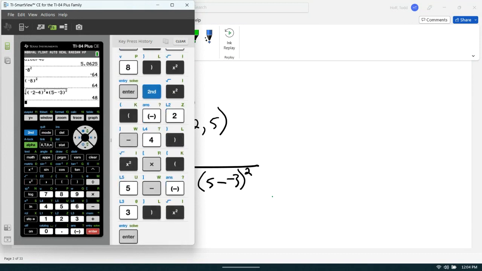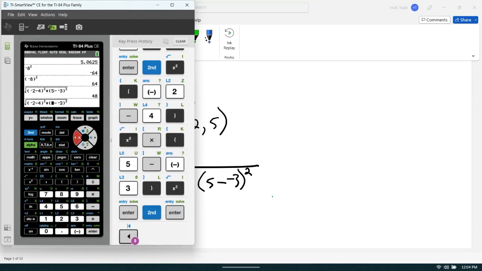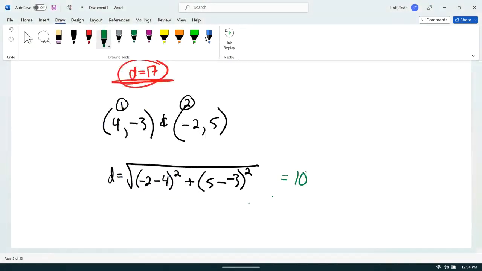I hit equals, and I get 48, and I see that I entered that incorrectly. I got the wrong symbol here. That should be plus there. There we go. 10 is what I was looking for as my answer. So the distance between those 2 points is 10 units.